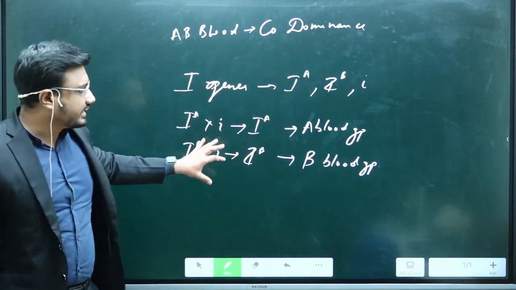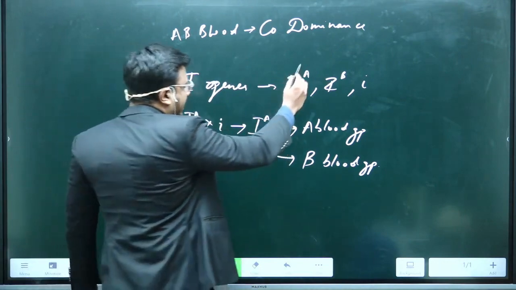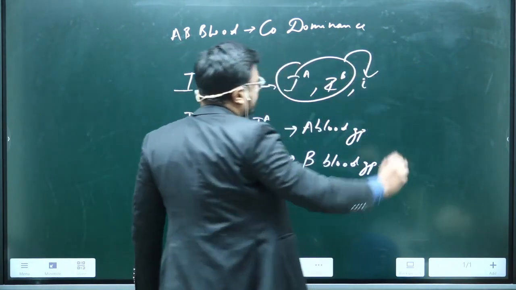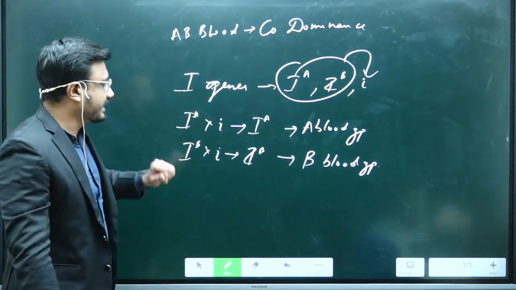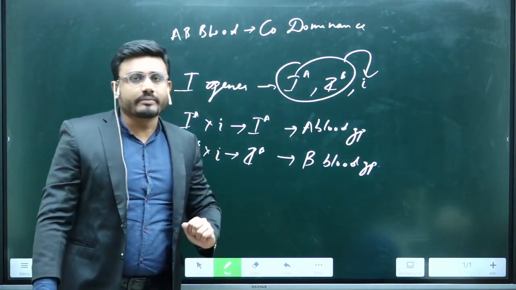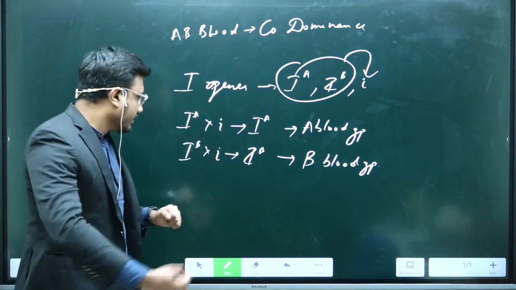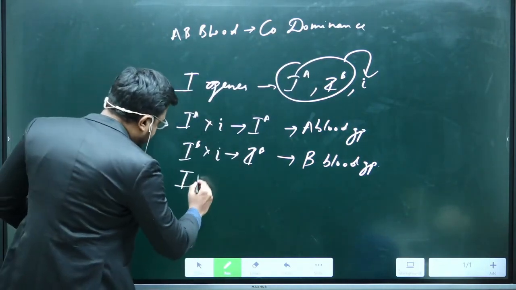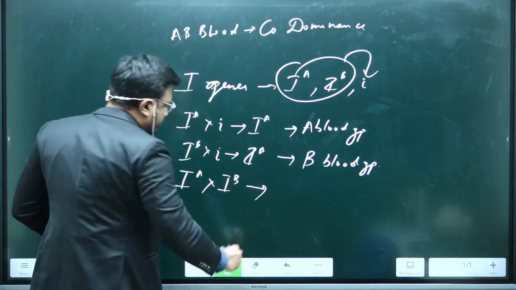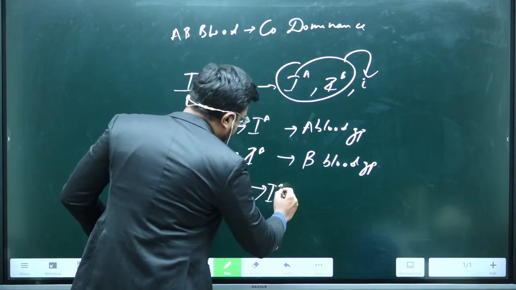So from this we can understand that both IA and IB are dominant over the i allele. But what happens when the IA allele is crossed with the IB allele? So we get this IAIB.